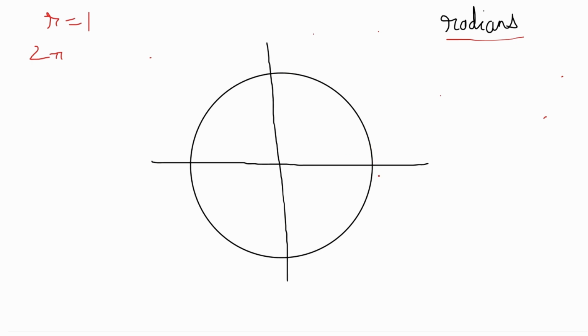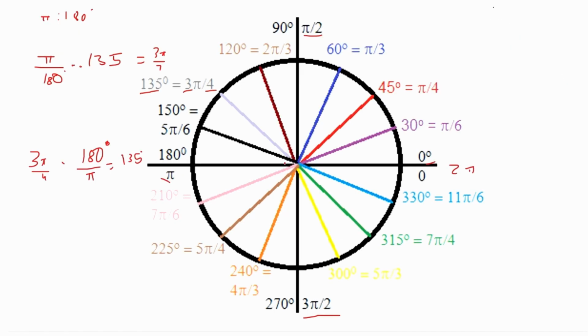You don't need to get too deep into that. Just know 360 is 2 pi. That means 180 is pi, 90 is pi by 2. And then we can figure out the rest of the angles. Oh, ignore this. We can figure out the rest of the angles by just using fractions.